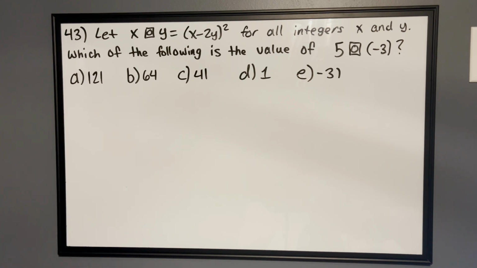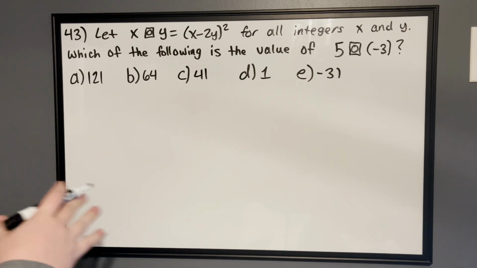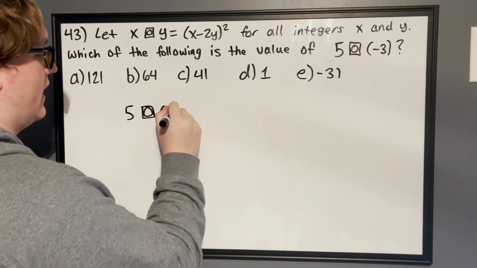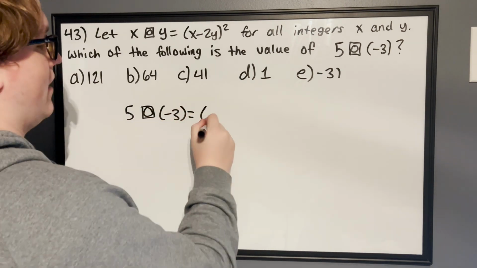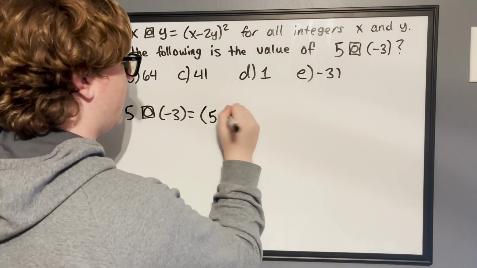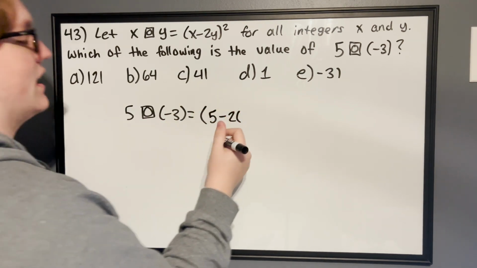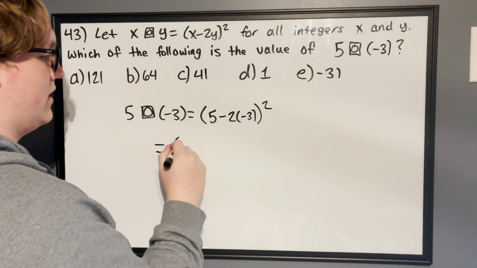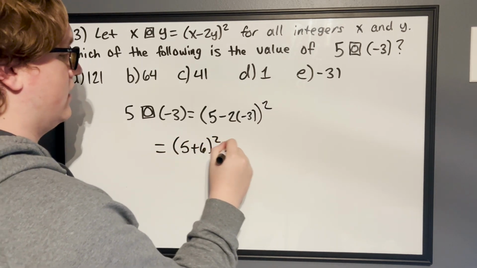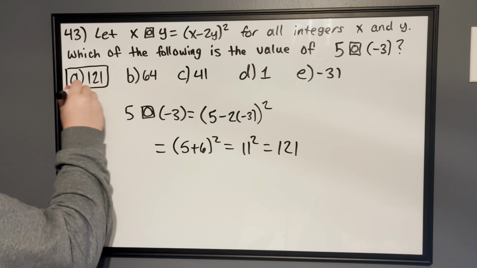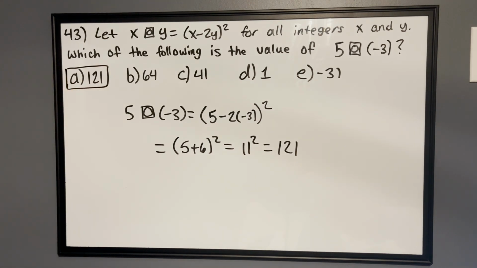Now you might be confused when you first see this, but this is literally as simple as plugging in the numbers. So 5 square circle negative 3 is equal to, well, we have our definition. We have x minus 2y squared. So in this case, our x is 5, so we have 5 minus 2 times our y, which is negative 3. And that's going to be squared. So we can simplify this to be 5 plus 6 squared, which is 11 squared, which is 121. So our answer for this question is going to be option A. So that's it for question 43. Let's move on to 44.